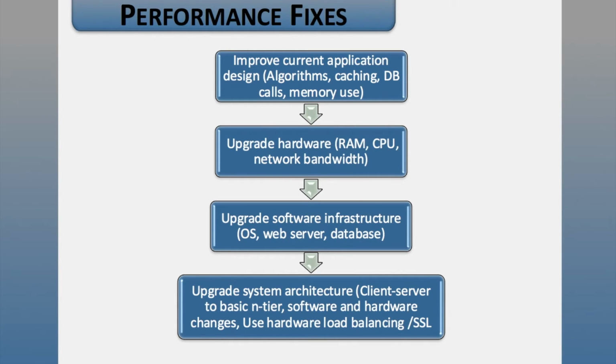And last but not the least, upgrade the system architecture. The basic client-server architecture has to be upgraded to a basic N-tier or advanced N-tier. Software and hardware changes, using hardware for load balancing, secured layering, and all these different kinds of changes, or maybe architecture-related changes, could be performed so as to improve the performance.